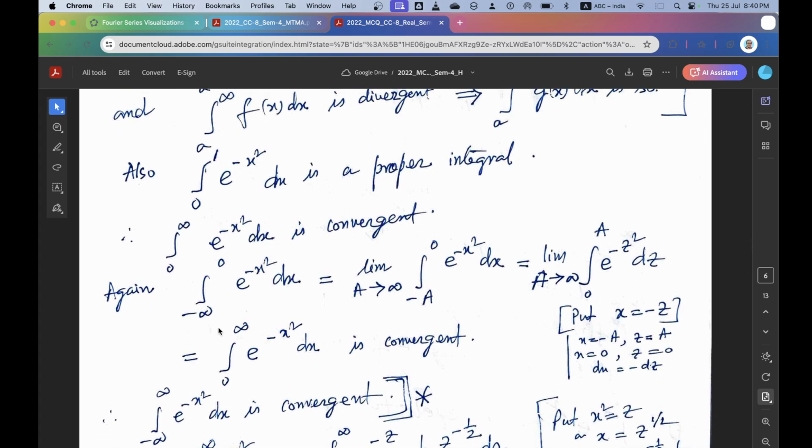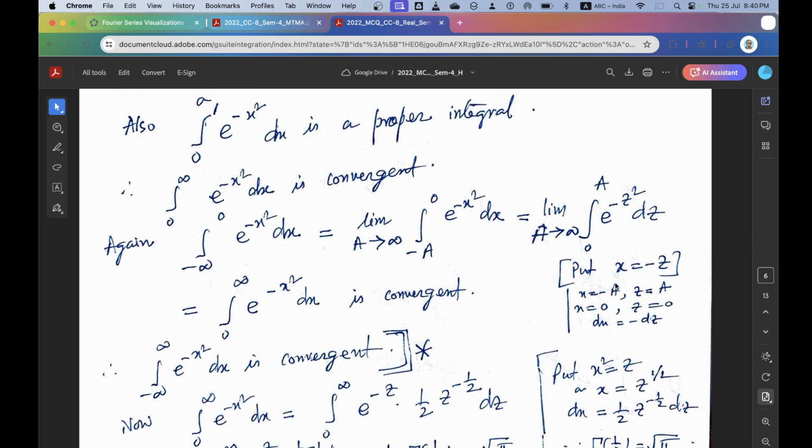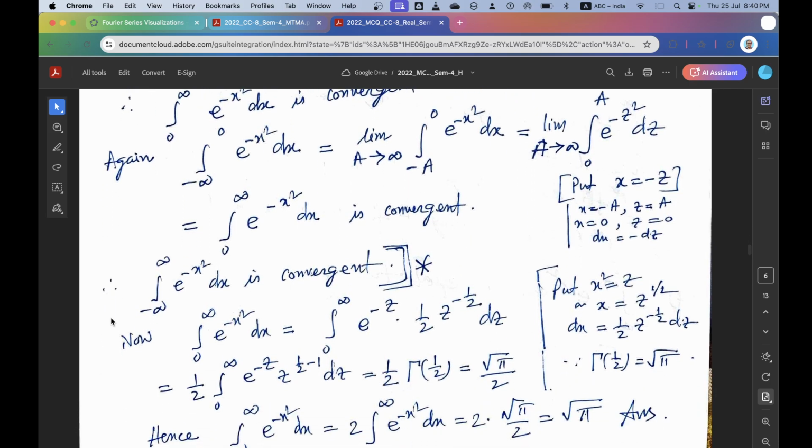Now the integral from minus infinity to 0 of e to the power minus x square dx, taking the limit a tends to infinity, is the integral from minus a to 0 of e to the power minus x square dx. Taking x equal to minus z, this is the limit as a tends to infinity of the integral from 0 to a of e to the power minus z square dz. So the integral from 0 to infinity of e to the power minus x square dx is convergent by the previous result. So the integral from minus infinity to infinity of e to the power minus x square dx is convergent.